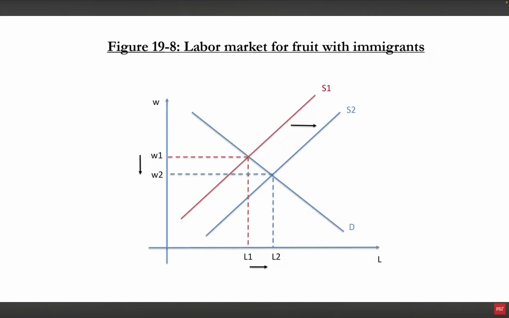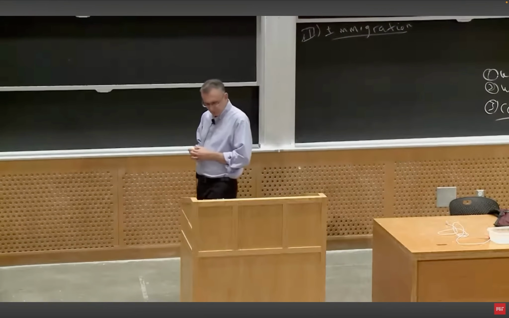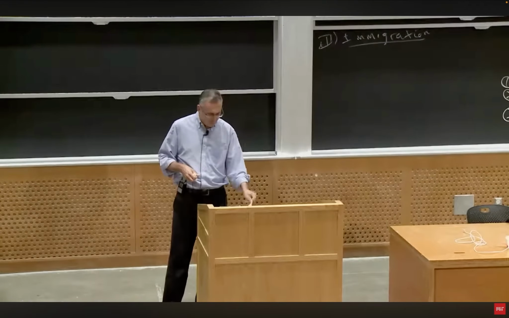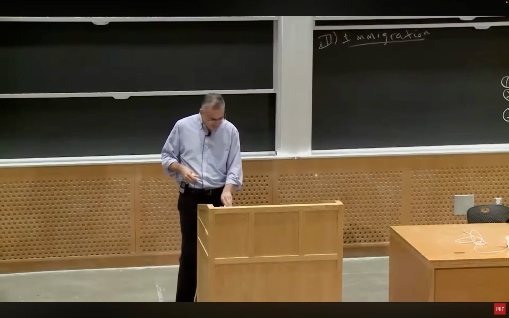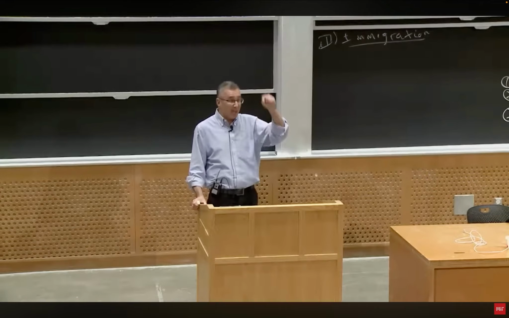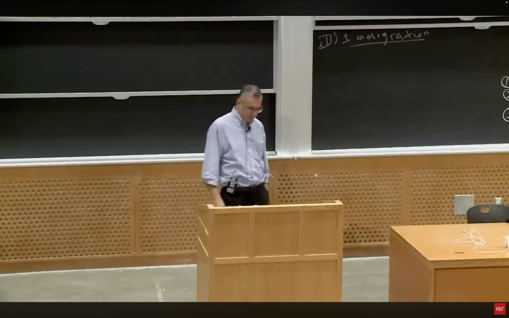Now, if we allow immigration, that shifts out. The supply of workers shifts out. Now we have S2 workers at a lower wage. Well, what does that do to the market for fruit? Well, let's go to figure 19.9. So this is, I'm sorry, 19 is not the market for fruit. This is a bit unclear. 19.8 is the labor market diagram in fruit production. 19.9 is the fruit market.